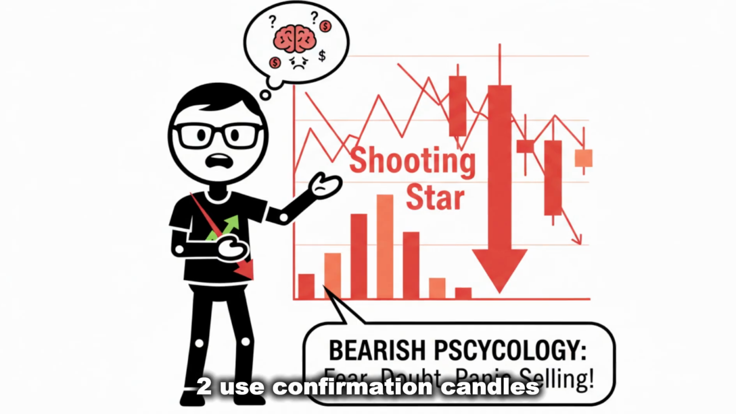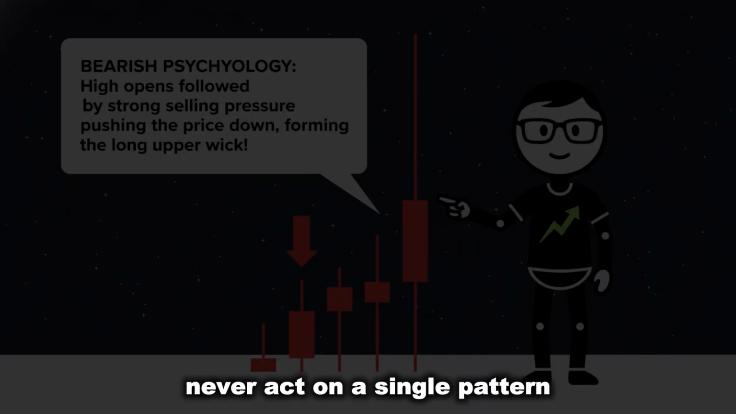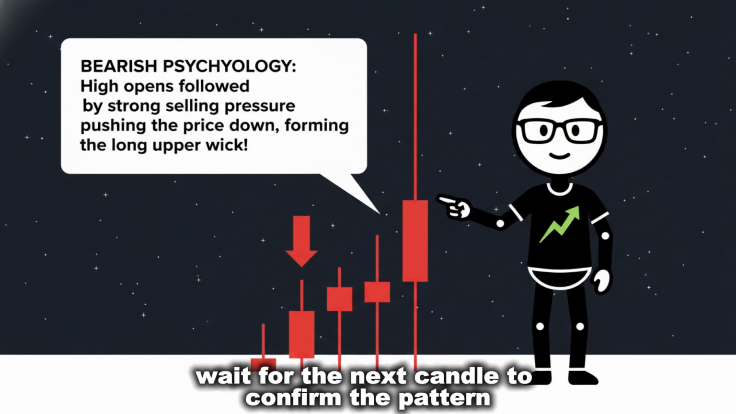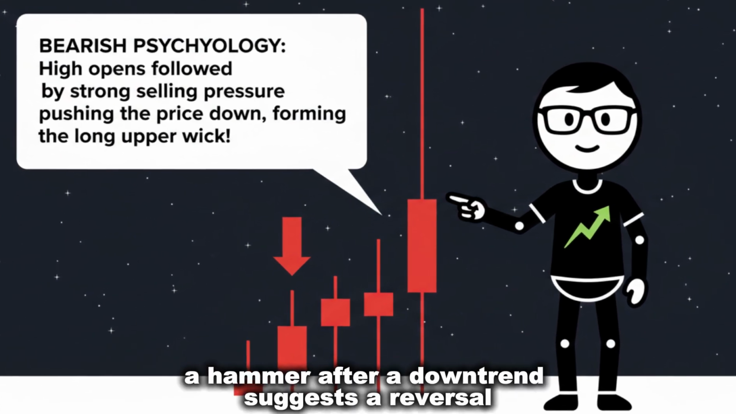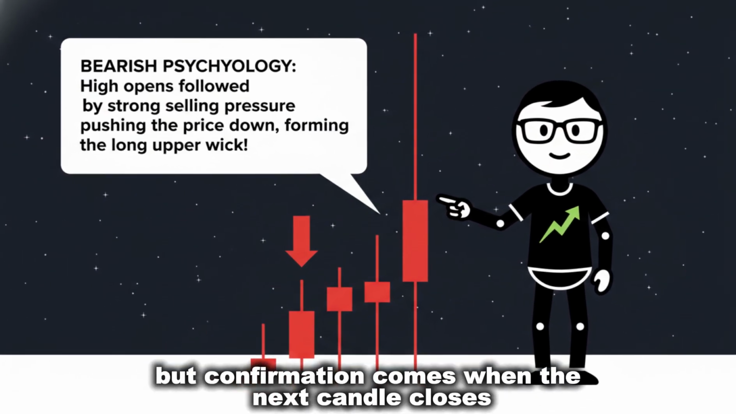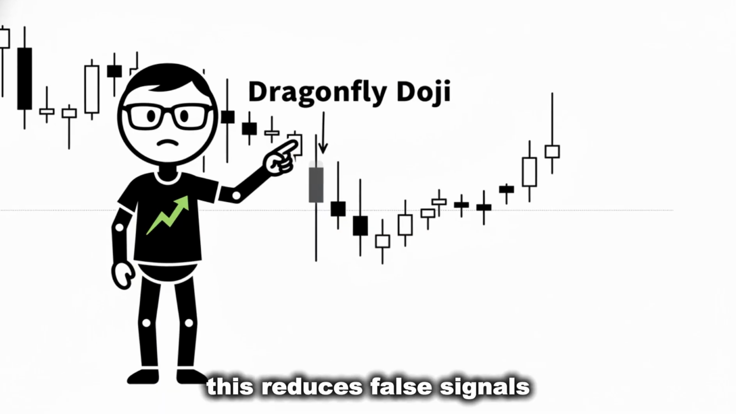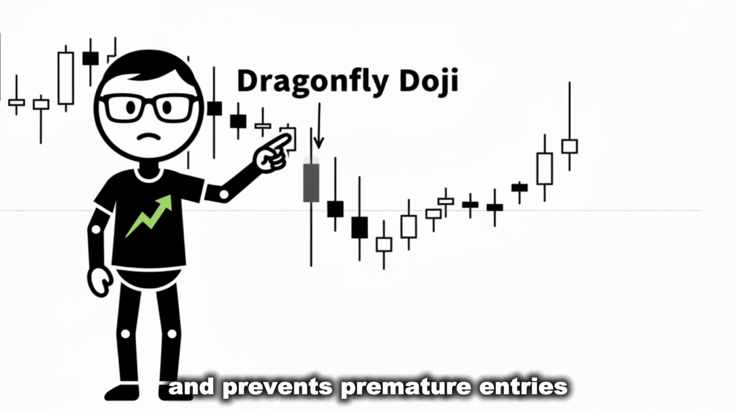2. Use confirmation candles. Never act on a single pattern immediately. Wait for the next candle to confirm the pattern. For example, a hammer after a downtrend suggests a reversal, but confirmation comes when the next candle closes higher, showing buyers truly took control. This reduces false signals and prevents premature entries.